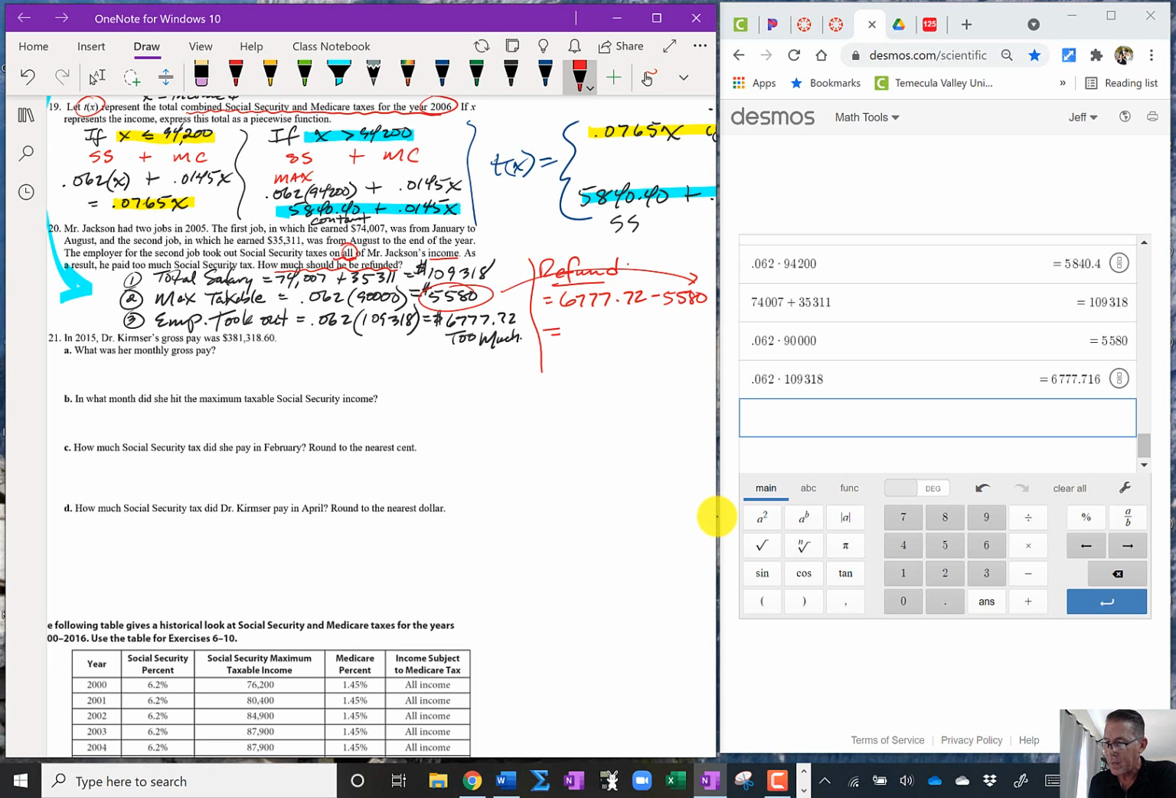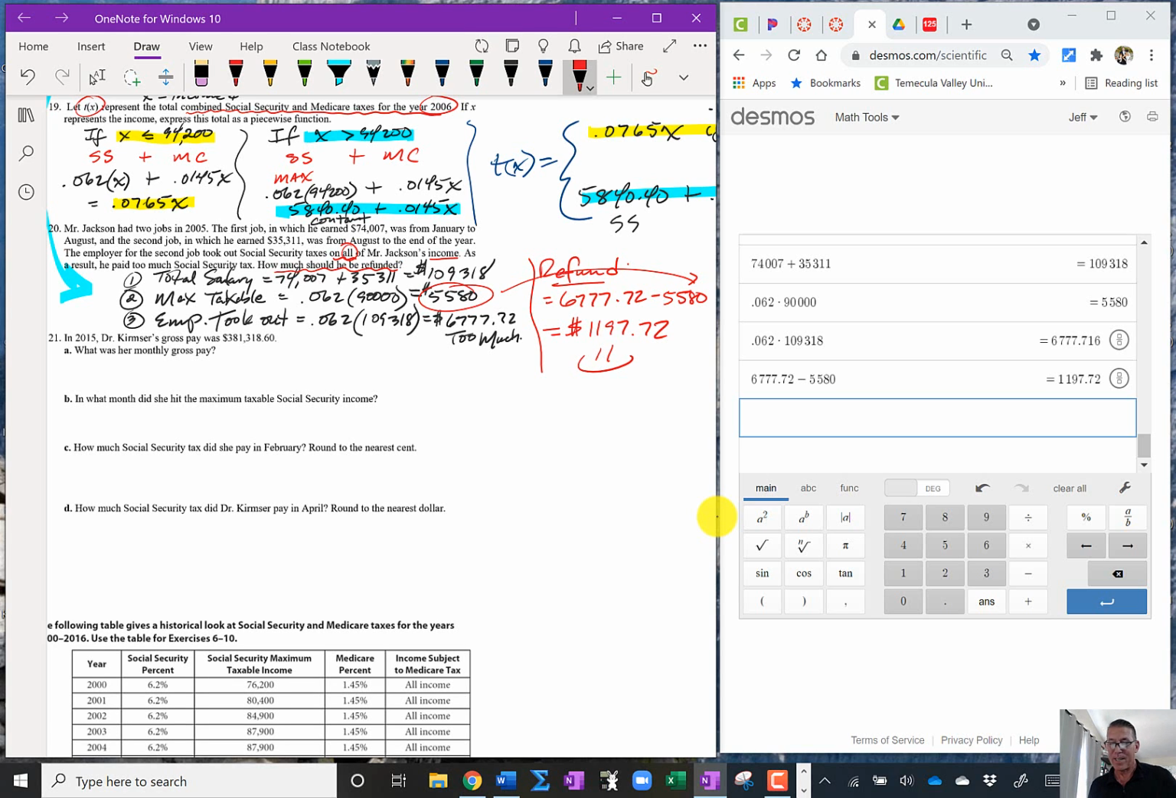Almost done here. Okay. In 2015, his gross pay was $381,000, very respectable. What's his monthly? Since it says monthly, we have to take his yearly and divide it by 12. Then we get a total of $31,776.55. That right there is his monthly.